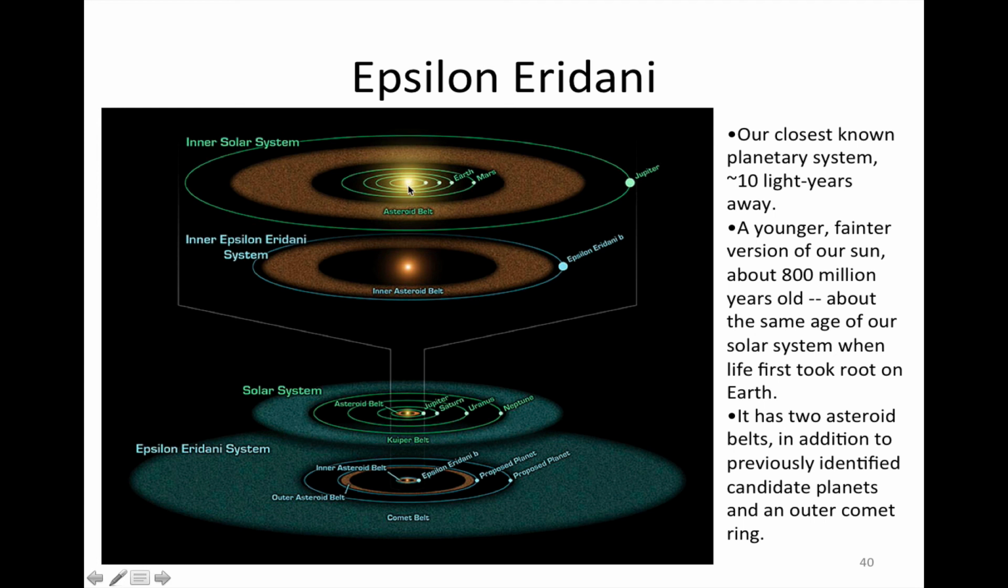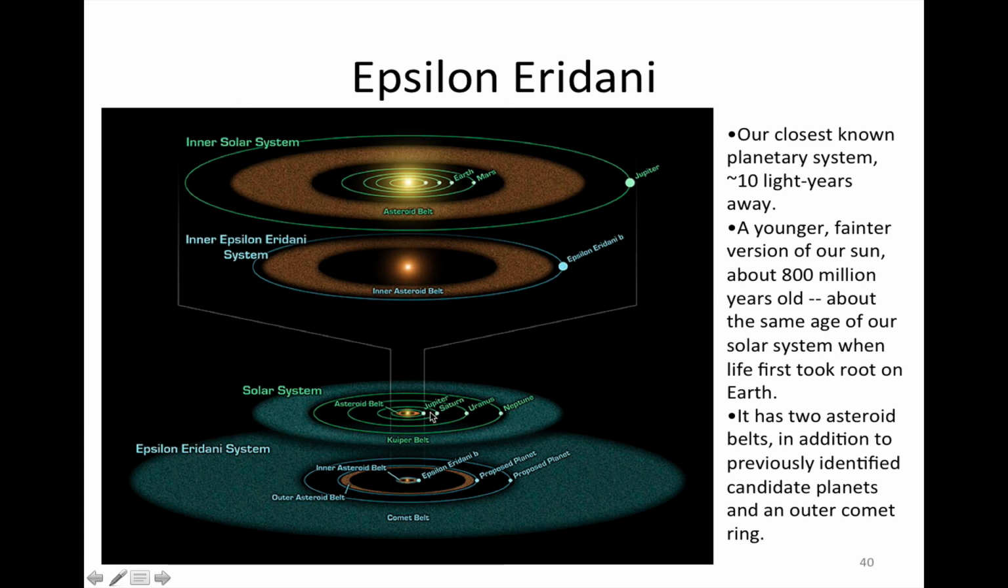Here we have the inner solar system, where we have the star in the center, our sun, rocky planets, an asteroid belt, and then a gas giant to shepherd it. The inner Epsilon Eridani system, we don't know if there's inner rocky planets, but there is definitely an inner asteroid belt and a gas giant that shepherds the asteroid belt.